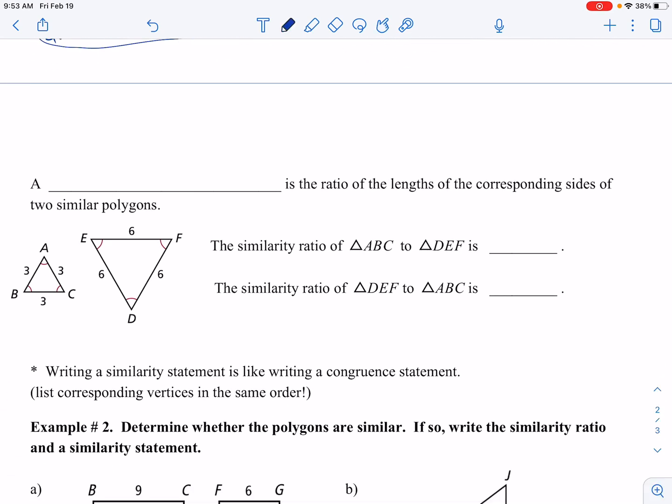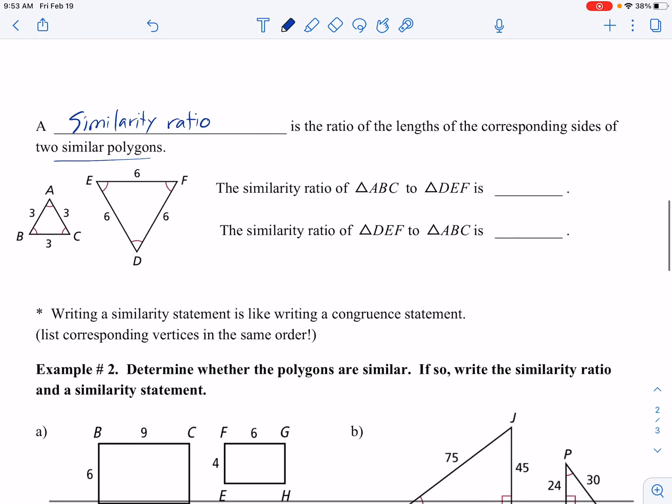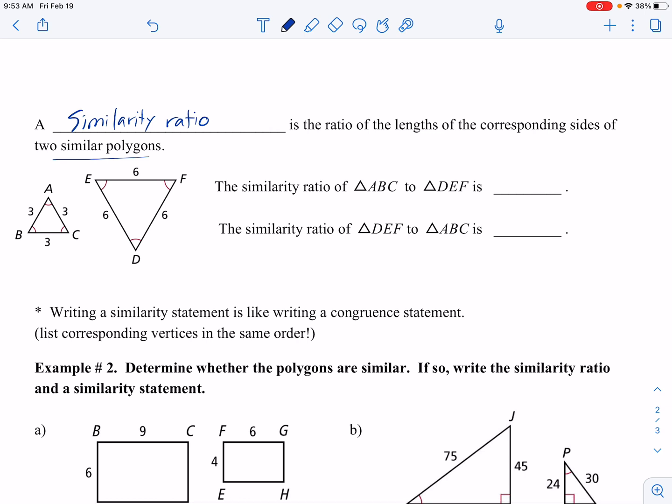A similarity ratio is the ratio of the side lengths of the corresponding sides in two similar polygons. Okay, and you can go from one polygon to the other and back and forth. The ratio can be written different ways, so make sure you're reading the directions. The similarity ratio of ABC to DEF.